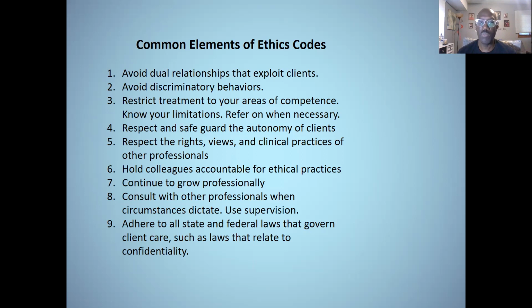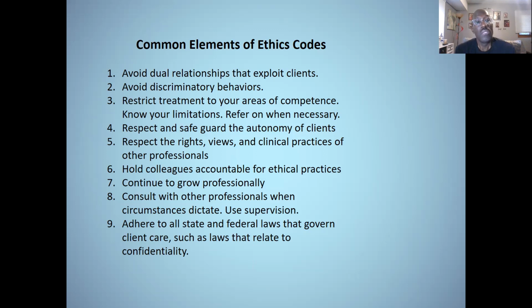Restricting that treatment to the area of your competence, knowing what your limits are, and referring to other resources when you need to. Safeguard the autonomy of your client. A lawyer can't call you and just say, I understand you're working with this particular person, and I need the X, Y, Z information about what's going on with this person. I can't even confirm or deny that I'm working with this particular client. If they don't have a signed release from that particular client, they're getting nothing.